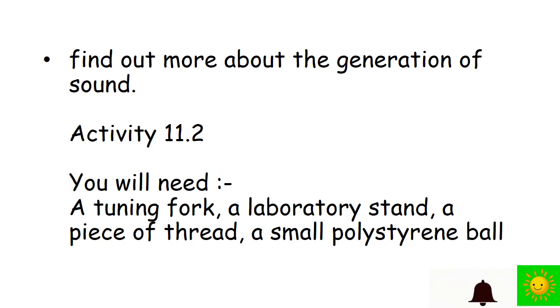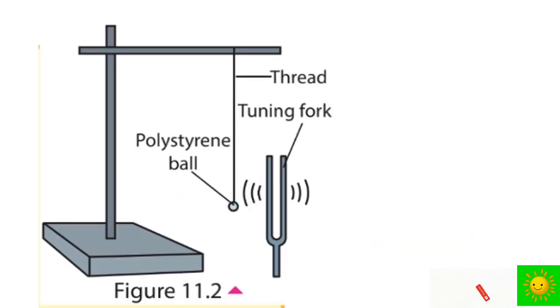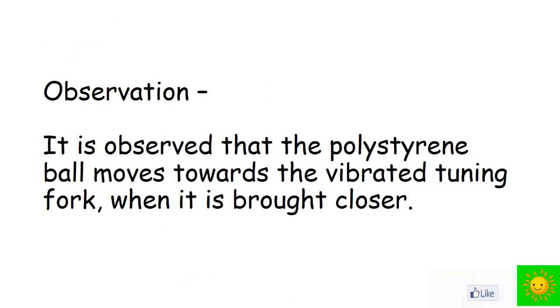Let's find out more about the generation of sound. We need a tuning fork, a laboratory stand, a piece of thread, and a small polystyrene ball. What we have to do: hang the small polystyrene ball using a piece of thread like this. Vibrate a tuning fork and bring it close to the polystyrene ball. Observe what happens. Repeat it several times.